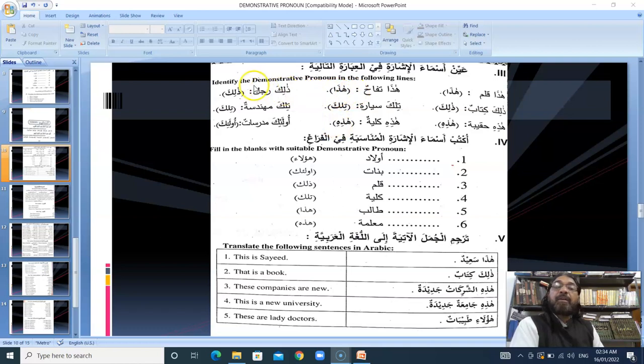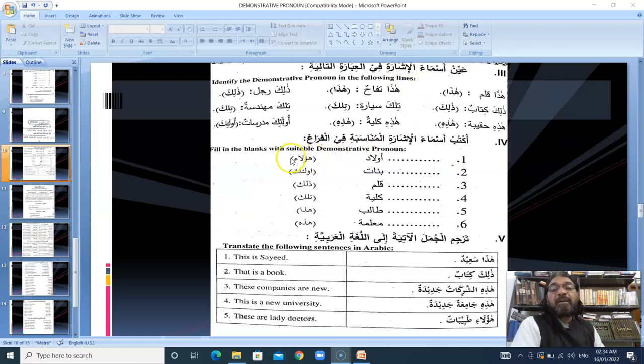Then after, identify the demonstrative pronouns in the following lines. As I explained earlier, everywhere in the bracket you can see, haza zalika hazihi, haza tilka hazihi, ulaika tilka zalika. All these in the brackets are the asma'ul ishara, as I explained on the previous pages.